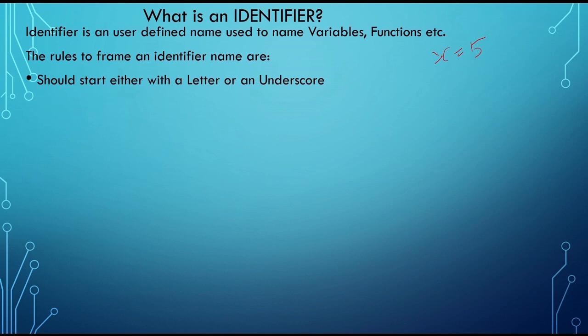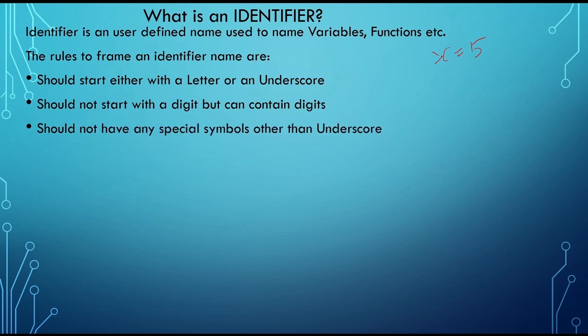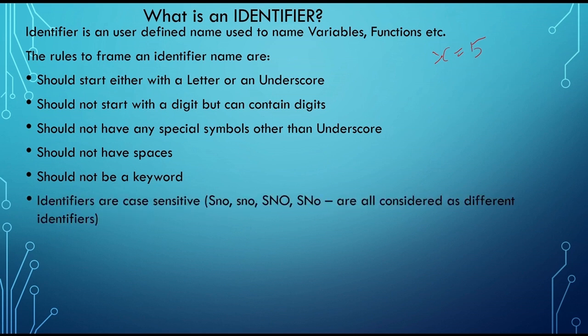It should either start with a letter or an underscore. It should not start with a digit, but it can contain digits. It should not have any special symbols other than the underscore. It should not have spaces. It should not be a keyword. And identifiers are case sensitive. So like what's shown in the example, the same identifier SNO is shown in different cases, and they're all going to be treated as different variable names.